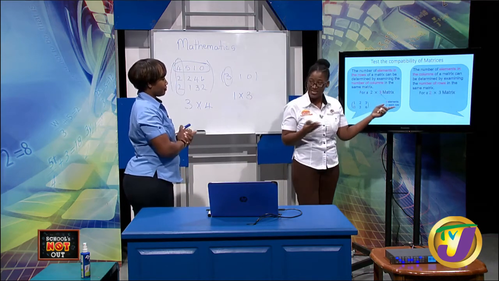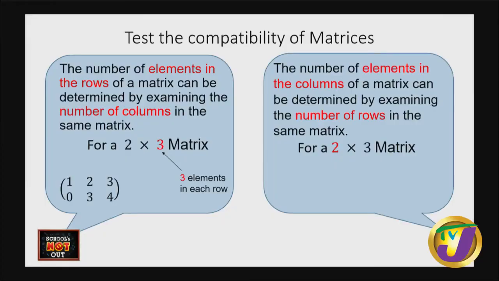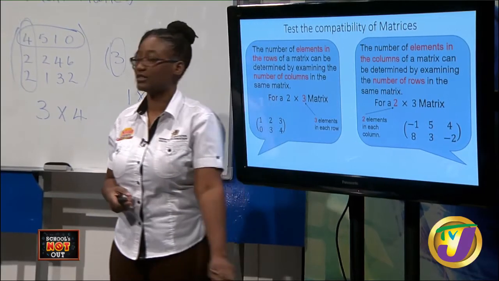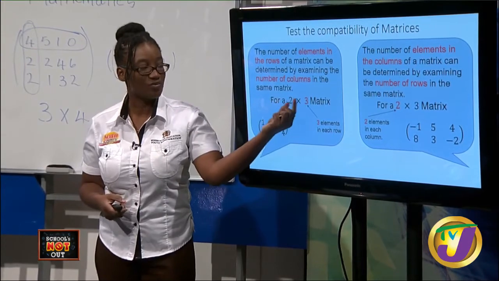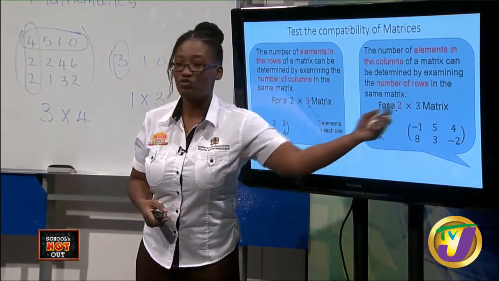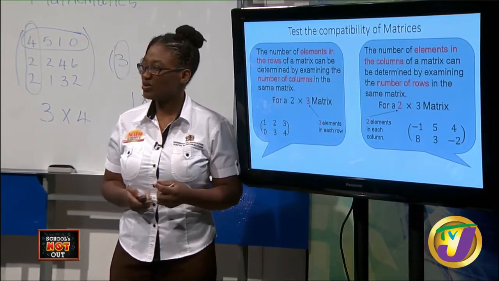Let us check what's happening here. Of course, we need a second example just to concretize this. Let's say we have a 2x3 matrix. Again, for this matrix, it has three columns, but in each column, it only has two terms. So my question to you, Tam, is if I had these matrices and I was going to multiply them, a 2x3 and another 2x3, do you think it could work?